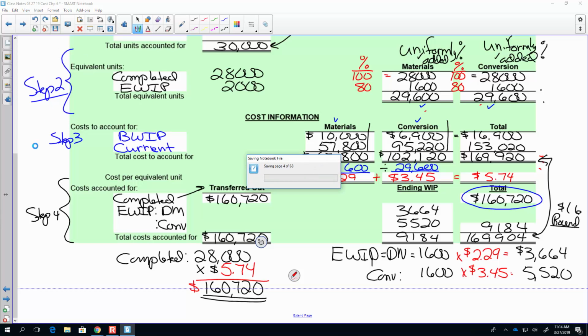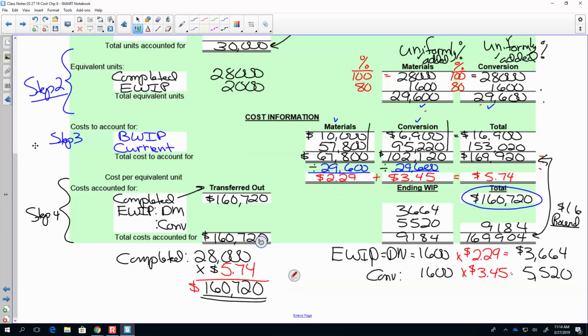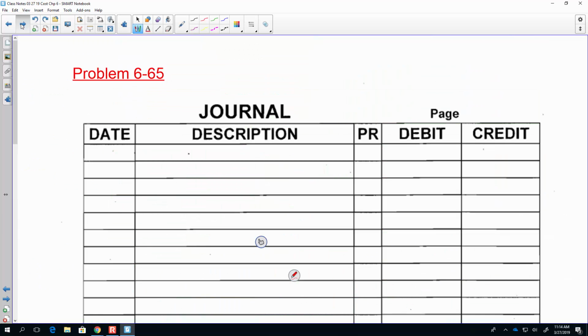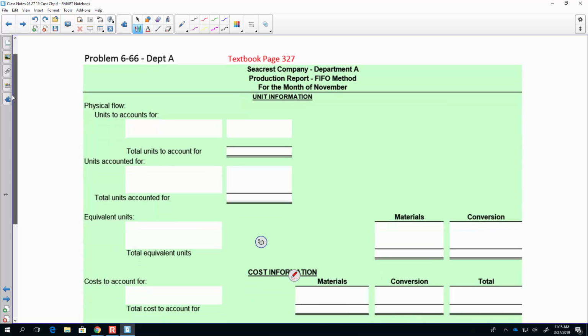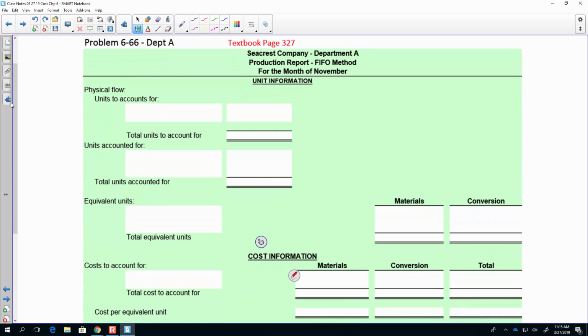I do want to get started on problem 66 before we take our break. If you turn your page, it's the exact same problem, but FIFO. I like these two because we've done it weighted average first, and now we're doing it FIFO. So I'm going to point out the differences between the two worksheets. Hopefully that'll help you keep them separate and not get any more confused. So let's start with our headings.